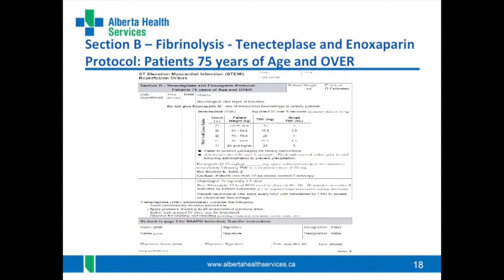Then, after you've given the TNK, it is important to give enoxaparin sub-Q, but again, a modified dose of 0.75 milligrams per kilogram to a maximum of 75 milligrams. For our antiplatelet, again, we stick with clopidogrel, but we do not give a 300 milligram bolus. We just give 75 milligrams daily. And then, similar to what we saw previously, monitor the ECGs and neurovitals accordingly. What's extremely important here is getting your patient transferred as quickly as possible.